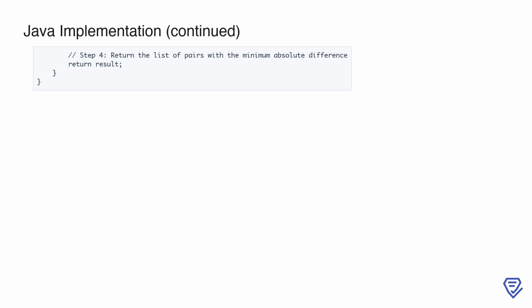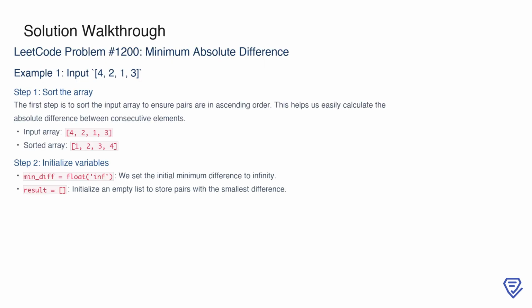to the problem. In this problem, we are tasked with finding all pairs of elements in the array that have the smallest absolute difference between them. Let's start with the first example, where the input array is 4, 2, 1, 3. The first step is to sort the array, so that the elements are arranged in ascending order. Sorting makes it easier to calculate the absolute differences between consecutive elements, which is critical for this solution. After sorting, the array becomes 1, 2, 3, 4.